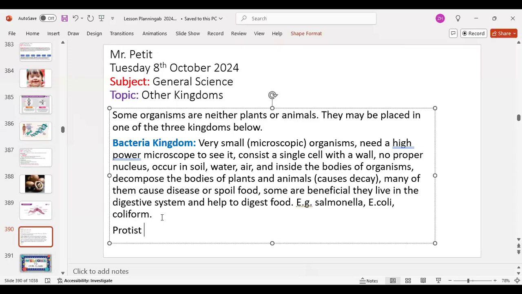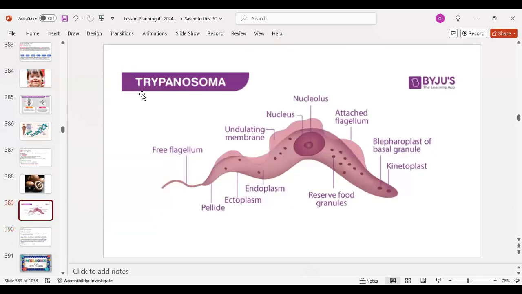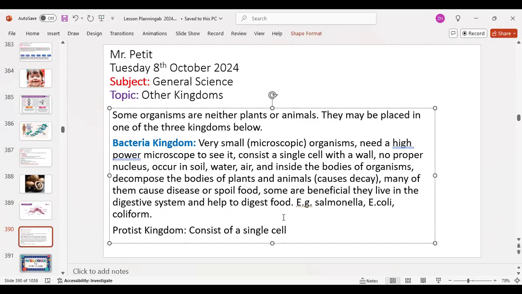Protist kingdom. They consist of a single cell. Sometimes people mix protists up with bacteria. Like I said, this was a bacteria, but this is actually a protist. And they could cause sickness. They consist of a single cell.